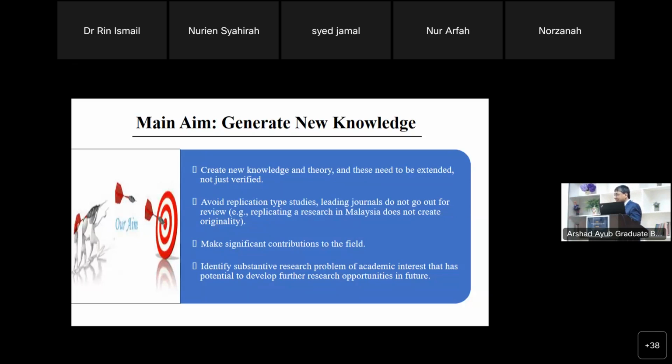There's a hadith: if you do ijtihad and reach the correct decision, you get two rewards. And if you reach the wrong decision, you still get one reward because you have tried. So you have to have this motive and idea to motivate you.